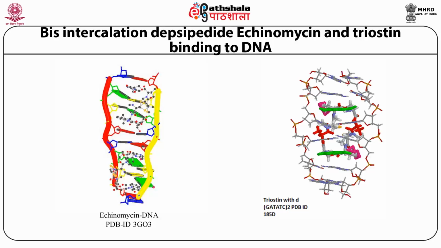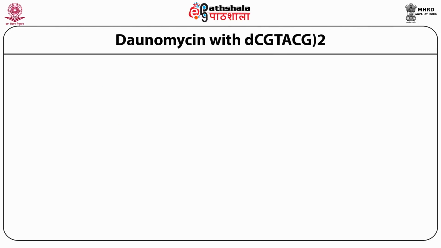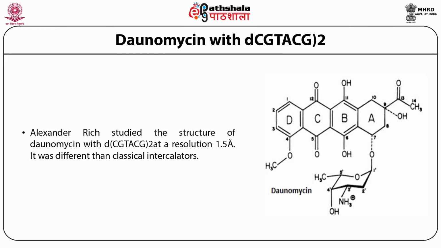You can use any graphic program and explore the structure yourself. One of the most interesting drug DNA binding structure studies has been Daunomycin with CGTACG. Why it is so important is that all the structures of intercalators with DNA were with dinucleotide duplexes, and this was the first example where more than half a turn of DNA, the hexanucleotide CGTACG, was used.